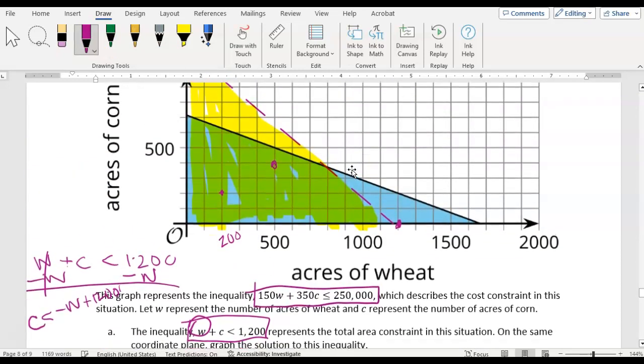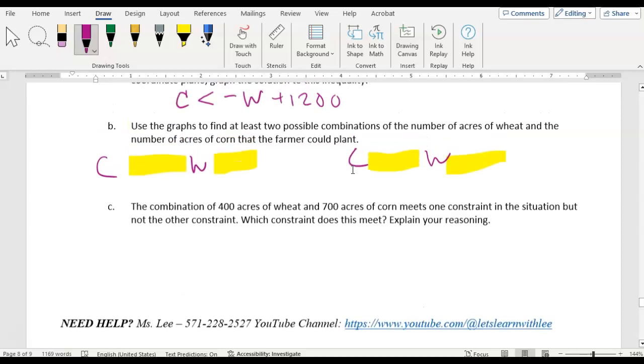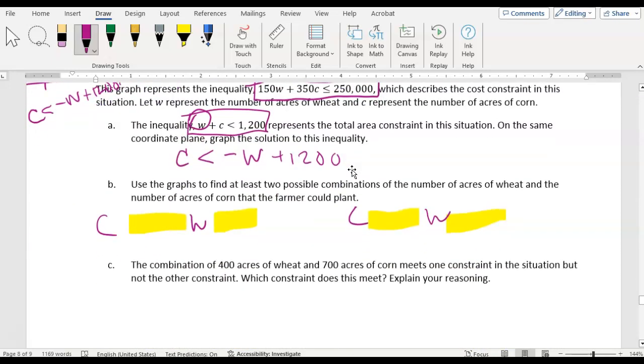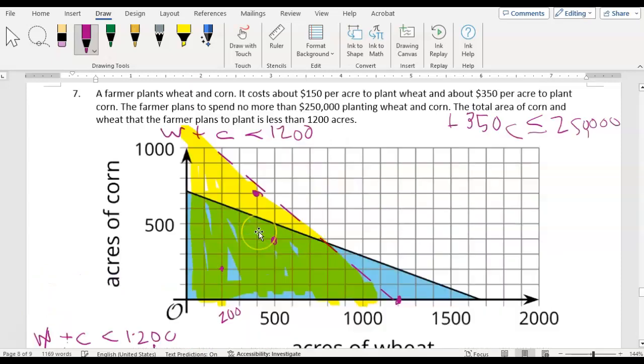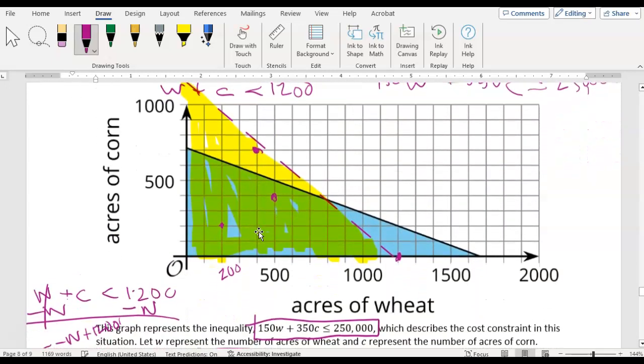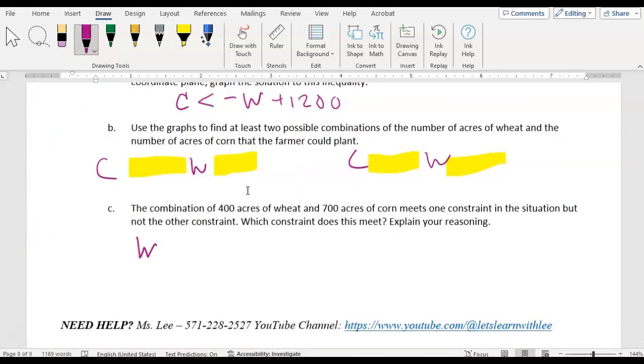Again, using that graph. The combination of 400 acres of wheat and 700 acres of corn meets one constraint but not the other constraint. Which one does it meet? So let's look at 400 wheat, 700 corn. So 400 wheat, 700 corn is here. So it doesn't meet the blue restriction. The blue restriction was the cost, and the yellow restriction that I highlighted and filled in was the acres. So it meets the acres, but not the cost.